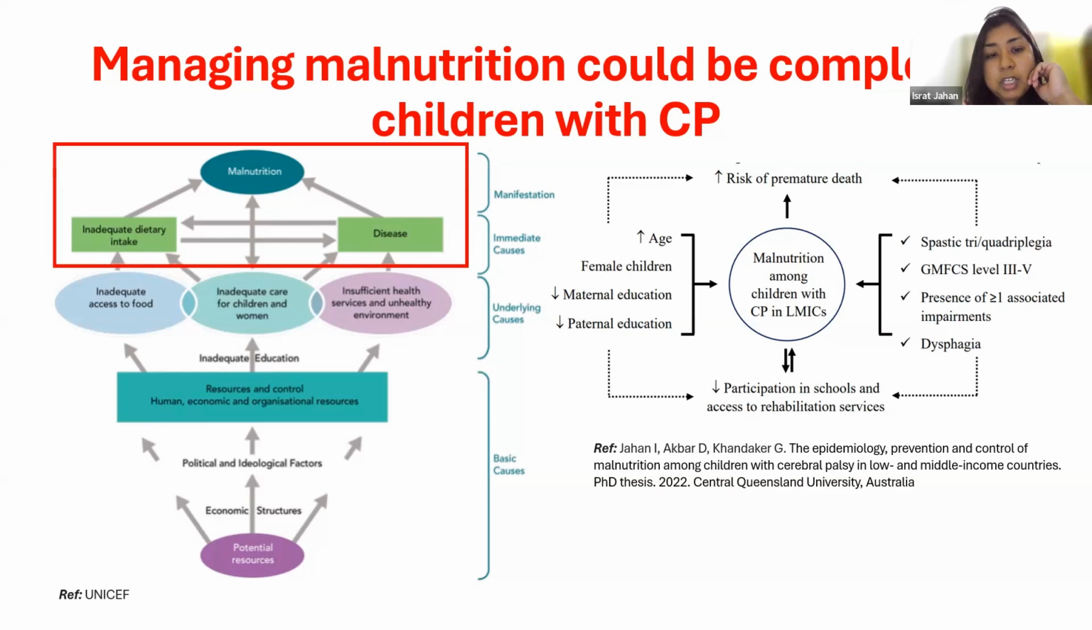Now, unfortunately, our evidence from LMICs mostly focuses on these three groups, the immediate causes, and not only from LMICs, but especially from high-income countries as well. The research done so far has focused on dietary intake: what feeding formula, what enteral feeding, which method, surgical or non-surgical, would improve the nutritional status of children with CP.